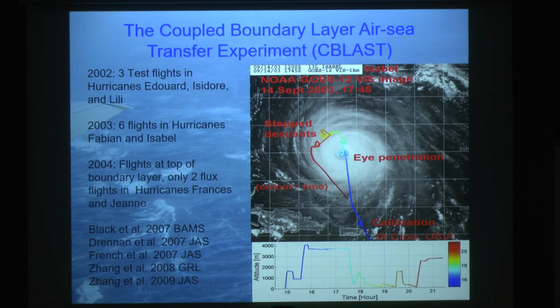Actually, I was lucky. I analyzed the data during my PhD work. The sensor we put in worked, actually. So you're lucky.